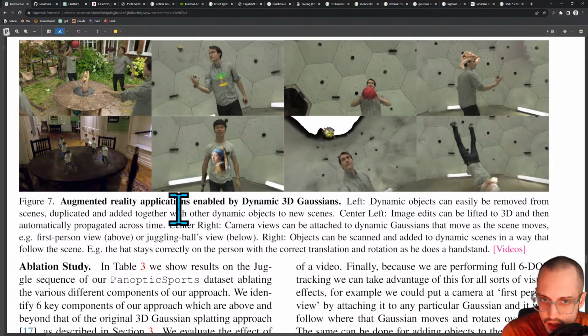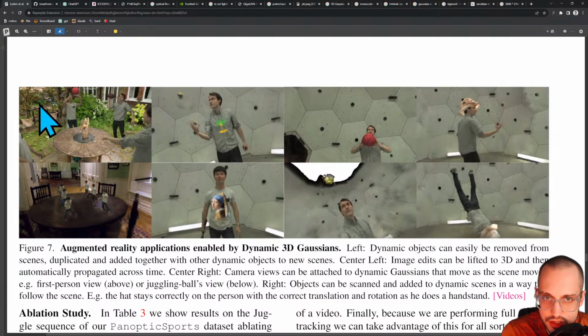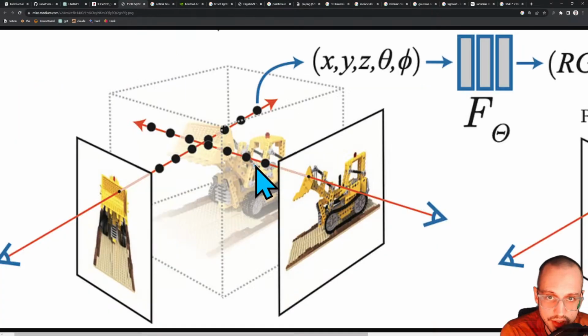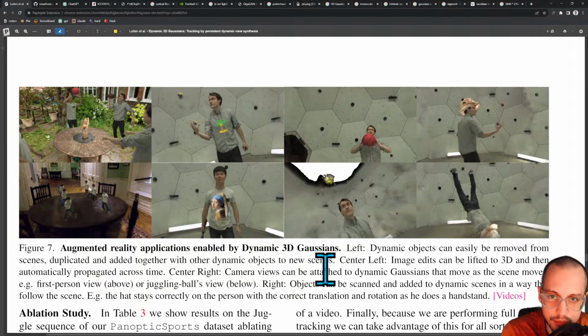Okay. Augmented reality enabled by dynamic objects can easily be removed from scenes, duplicated, or added together. You can't do this with a NeRF. In a NeRF, you can't say, okay, give me this Tonka truck, but get rid of this base here, right? Versus with these 3D Gaussians, you can just select all the Gaussians that represent this base and get rid of them, and then take this Tonka truck and add another Tonka truck. So the composability of 3D Gaussians is much better than what you would have in a NeRF.